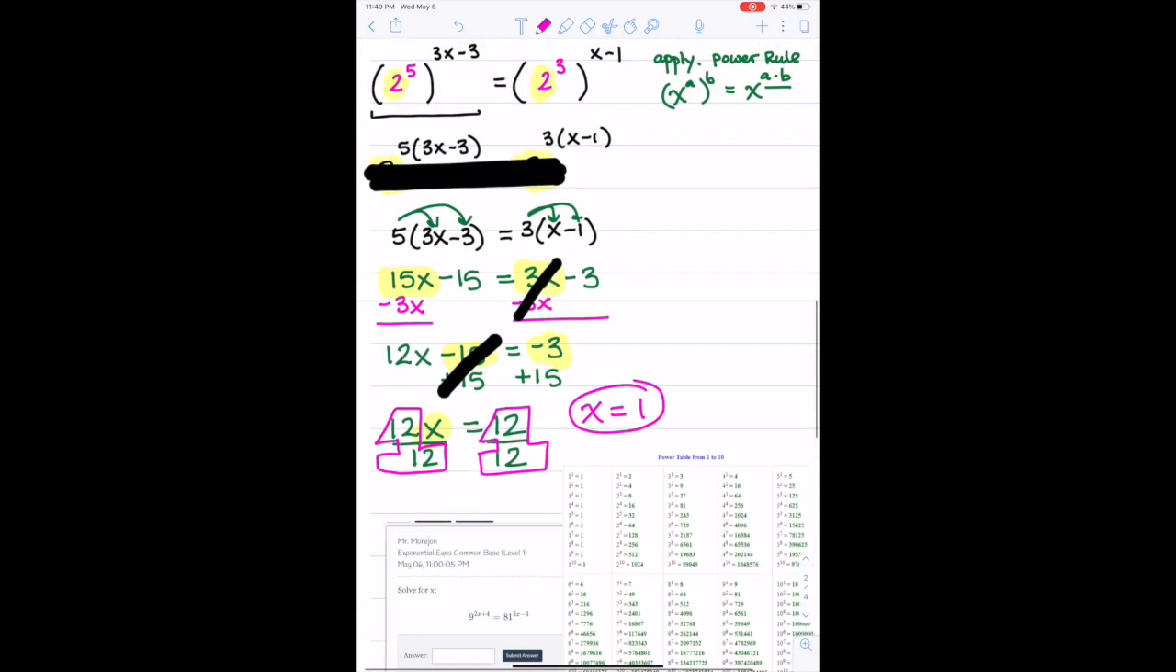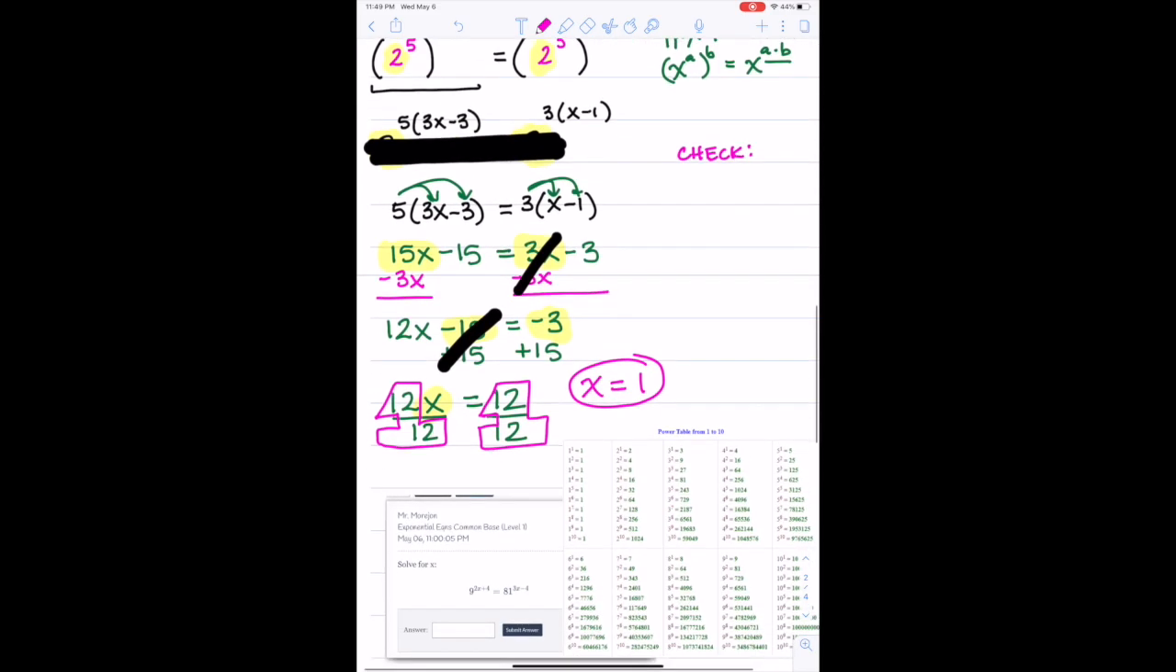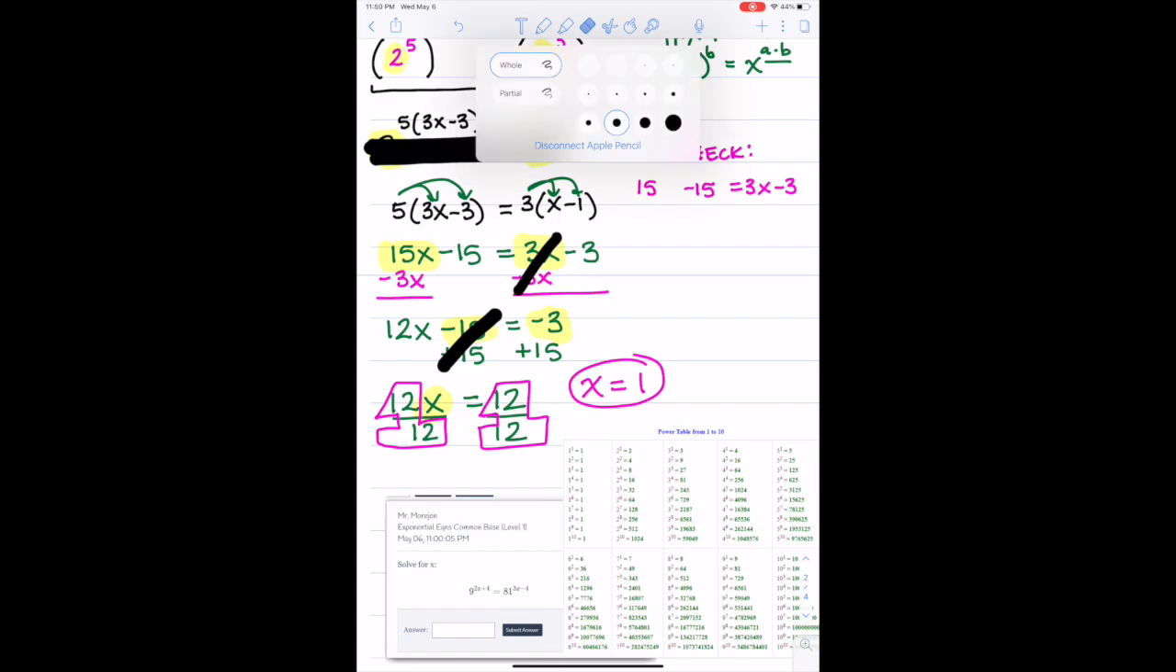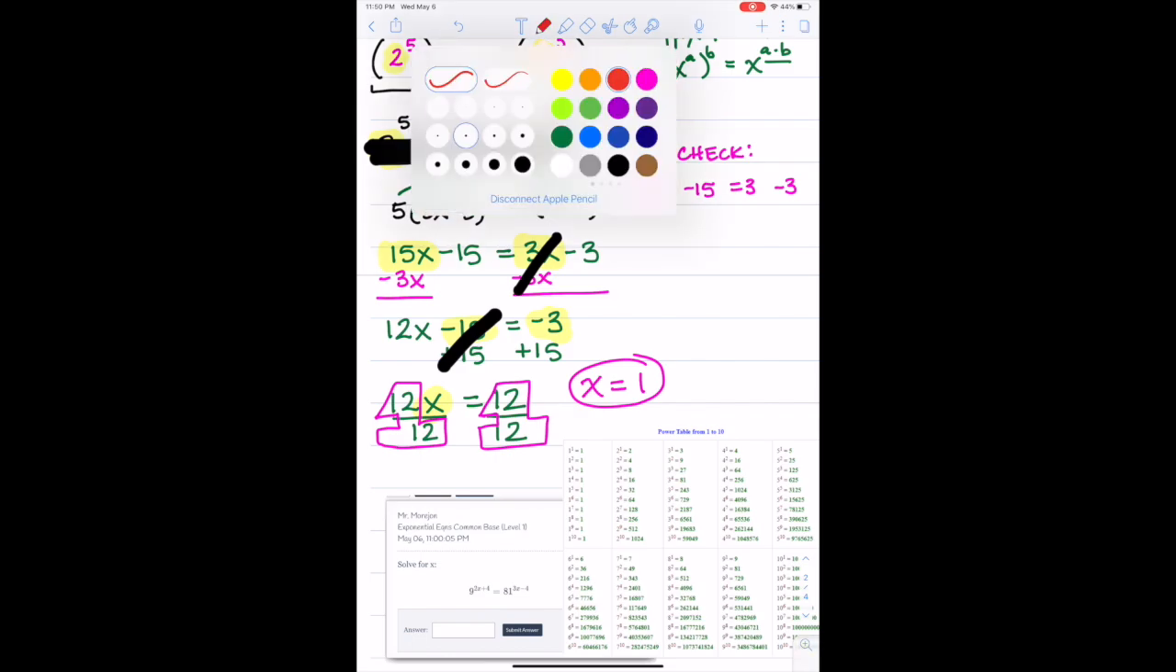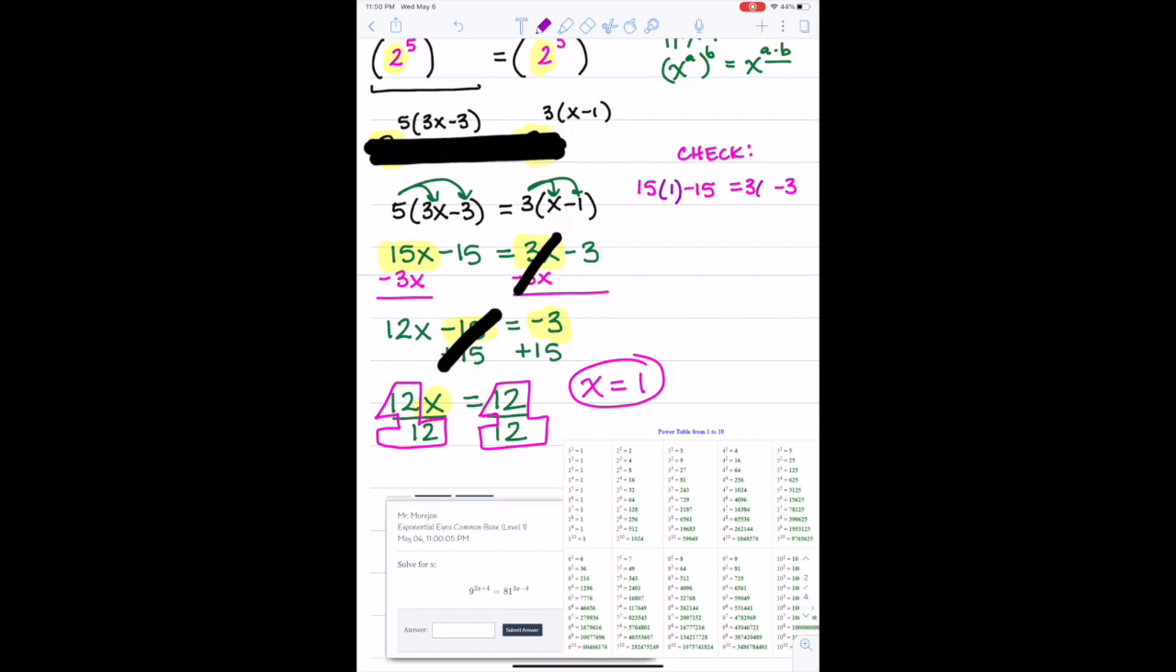All right. And then again, we can do a quick check if we just want to know for sure that we're doing it right. Our initial equation was 15x minus 15 is equal to 3x minus 3. If I erase the variable and in its place put 1, let's see what happens. So this would be 15 minus 15 is equal to 3 minus 3, and it just so happens 0 is equal to 0. So it does check.